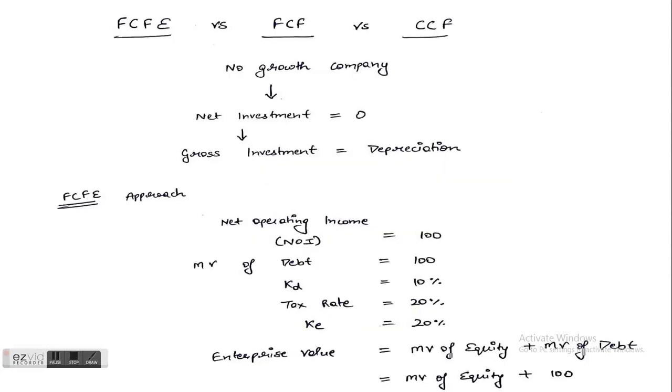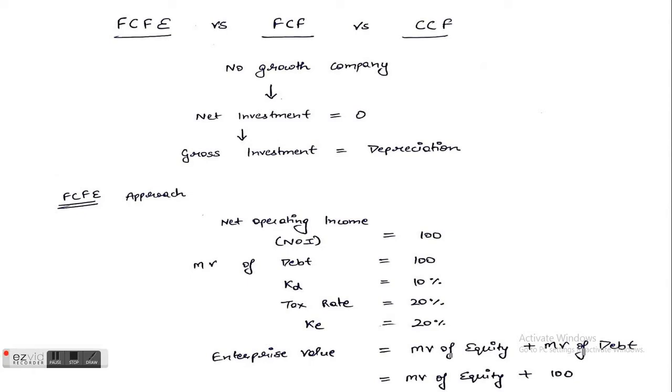The example that we are taking in this video is of a no growth company. A no growth company, or a zero growth company, means that the gross investments in the company will be equal to the depreciation and hence the net investments will be zero. Let's have a look at all the assumptions first and then we will solve the problem with the approaches.